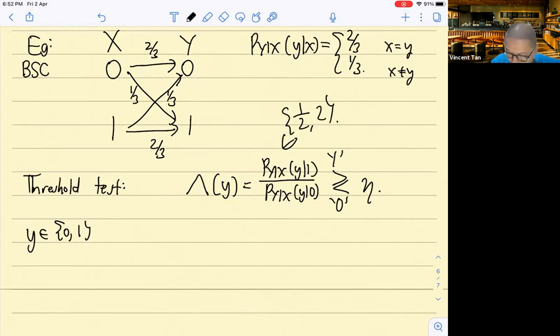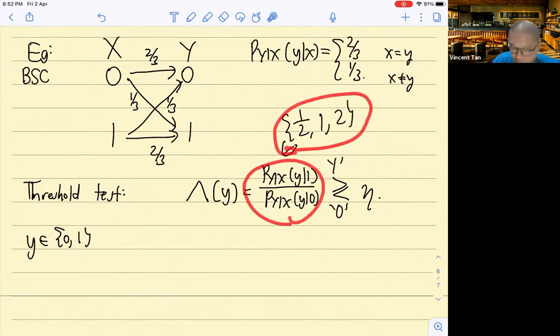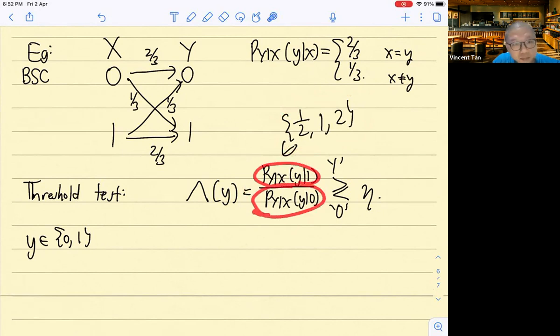Well, it can also take on 1. What am I saying? So this ratio here can take on three values, 1/2, 1, and 2. Why is that so? If the top here is equal to the bottom, then this is 1. Now the top here could be 2/3, the bottom could be 1/3, in which case this is 2. The top here could be 1/3, the bottom here could be 2/3, in which case we have 1/2.